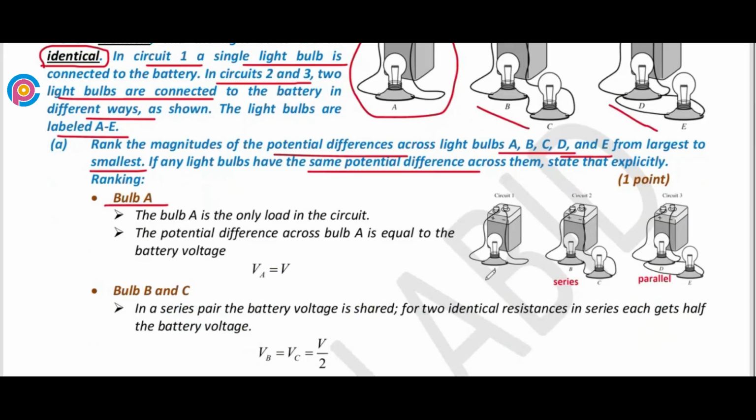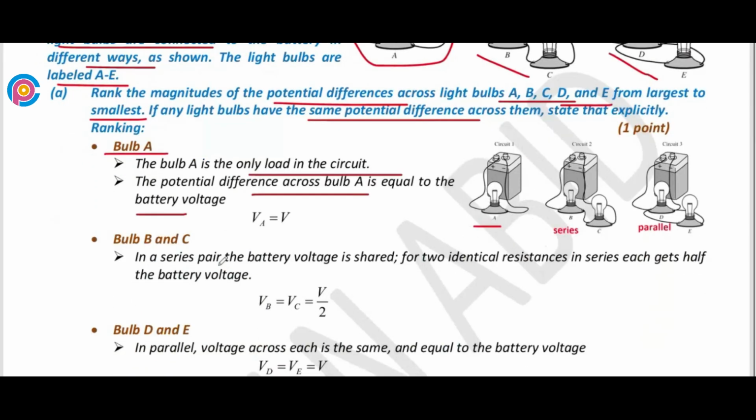For bulb A, we have only one bulb in circuit A. The potential difference across bulb A is equal to the battery voltage. The whole battery voltage is applied to bulb A. Okay. For B and C, a series pair, the battery voltage is shared between the two identical resistances. Resistance means bulb. Then in series, each gets half of the battery voltage.